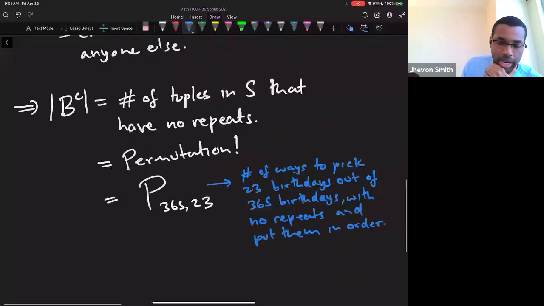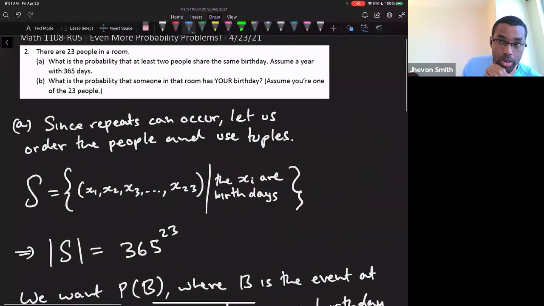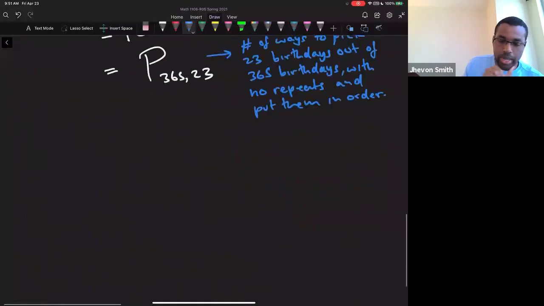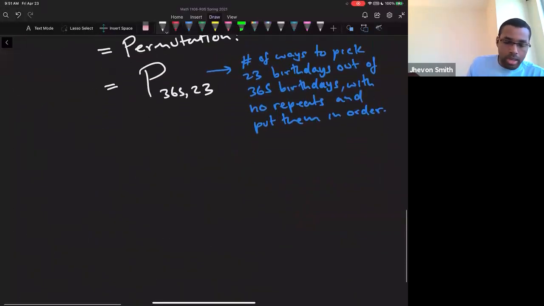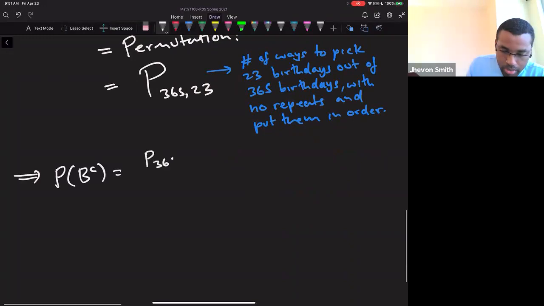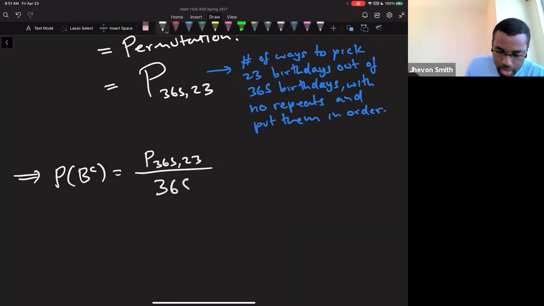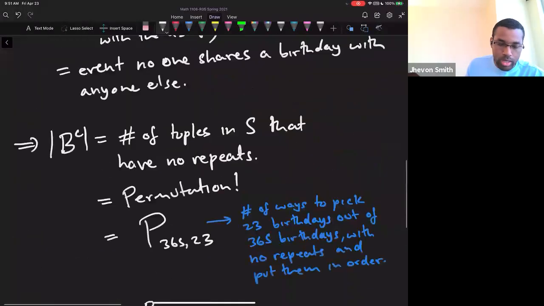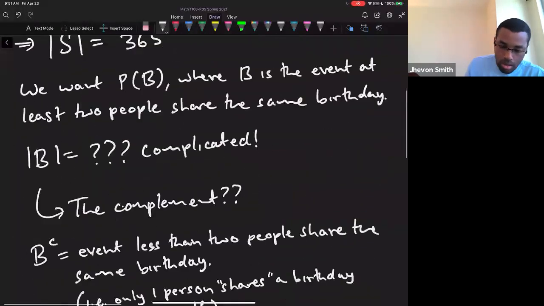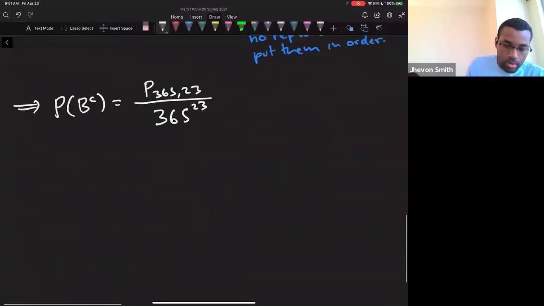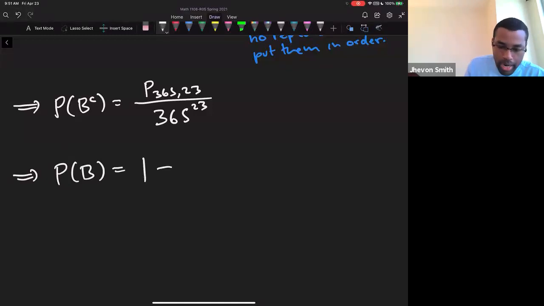And I already imagine that I'm putting these people in order because I'm putting them in a coordinate. And so now that would mean the probability of B complement is just going to be P of 365 choose 23 divided by 365 to the 23 power, which is the size of the sample space. And so this means the probability that at least two people share the same birthday is just going to be 1 minus that number.